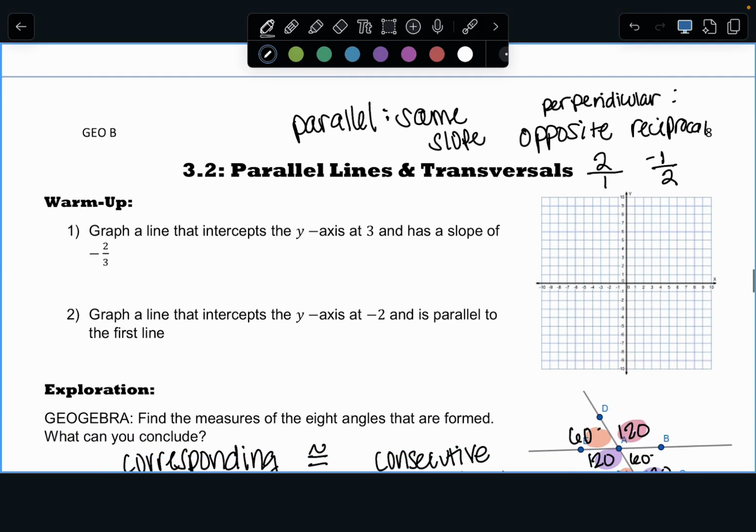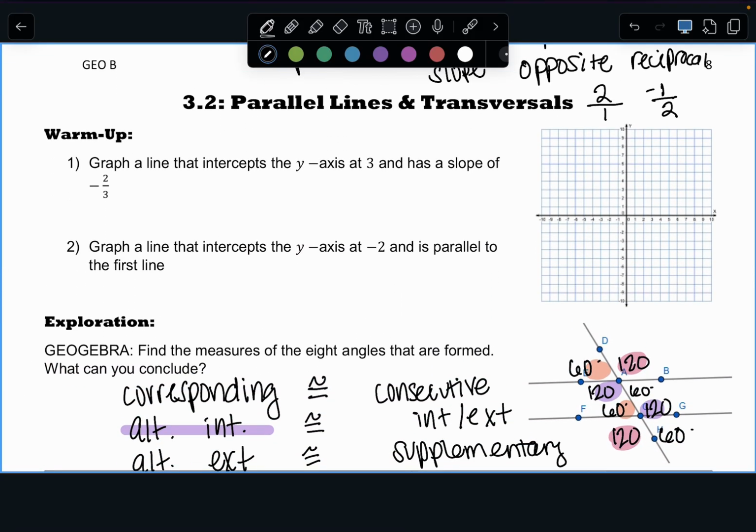So let's use slopes a little bit to graph some parallel lines. First one, it says graph a line that intercepts the y-axis at 3. Let's pause for a second. If it intercepts the y-axis at 3, what ordered pair do I have? When y is 3, what is x? 0. That's my y-intercept, 0, 3. So I plot that point.